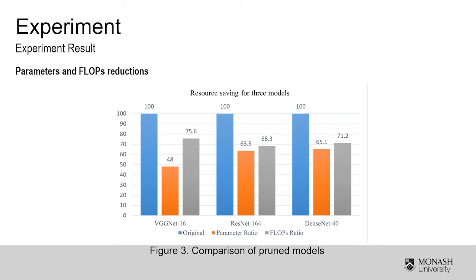Here let's see the experiment result. In our work, we aim to reduce the number of computational resources required for the DNN inference. From this figure, we can see that each model has over 35% of unnecessary channels permed out.